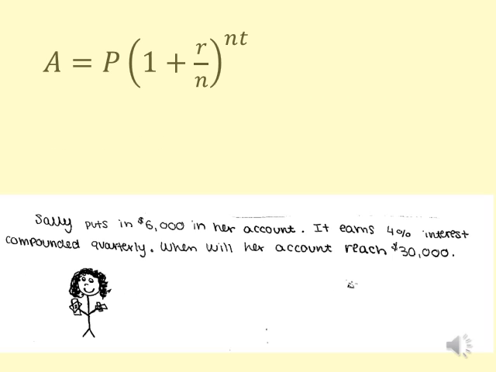And here's another interest problem. I'm pretty sure there's no one in either class that's named Sally, but we do have Sally puts in $6,000 in her account. It earns 4% interest compounded quarterly. When will the account reach 30,000 bucks? So again, let's see if you can figure out this answer.